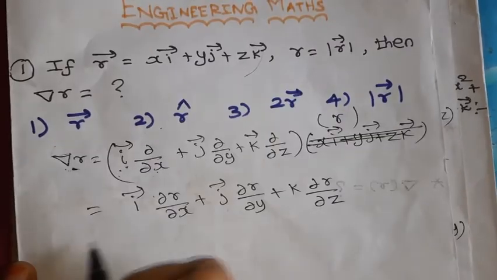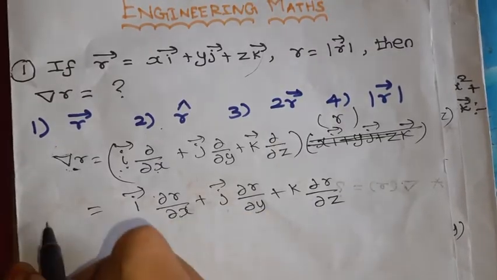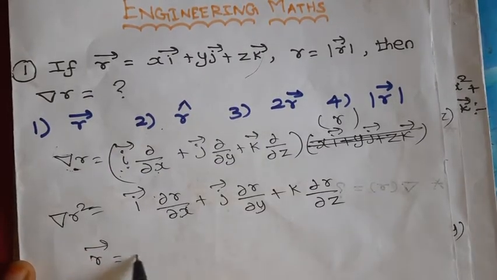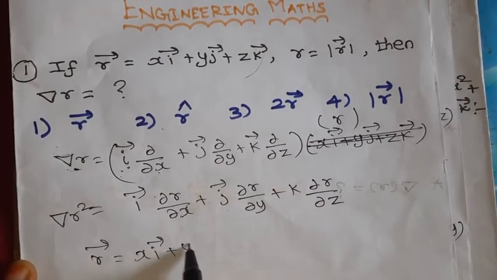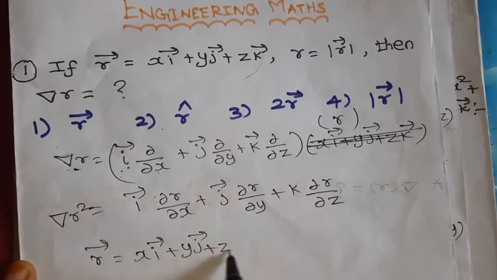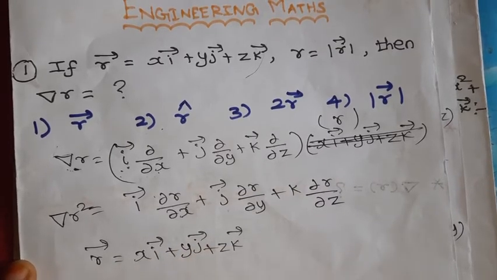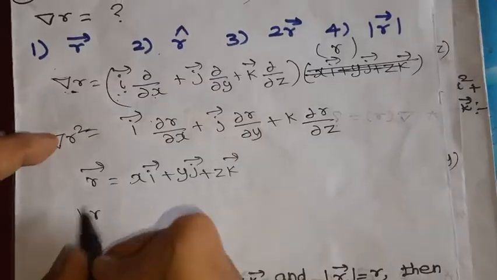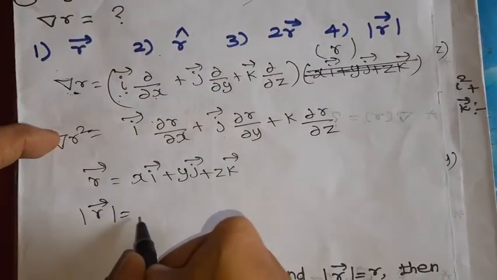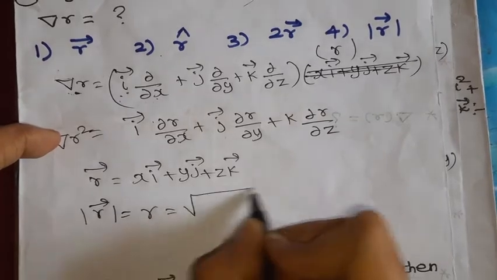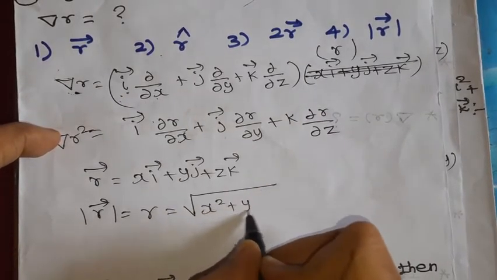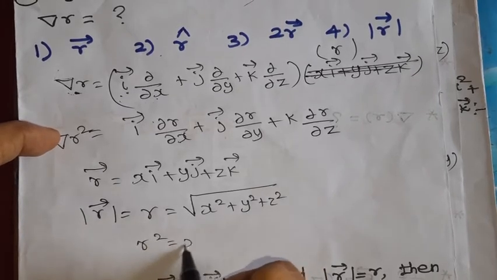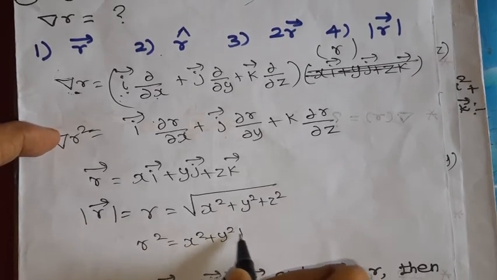What are dou r by dou x, dou r by dou y, and dou r by dou z? We'll see. What is given? Vector r is equal to xi plus yj plus zk. So modulus r is nothing but the modulus of vector r, simply r. So it is the square root of x square plus y square plus z square. So r squared equals x square plus y square plus z square.